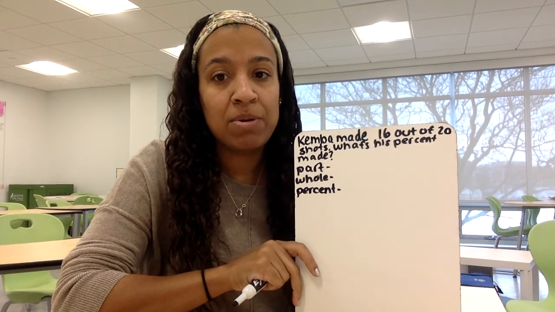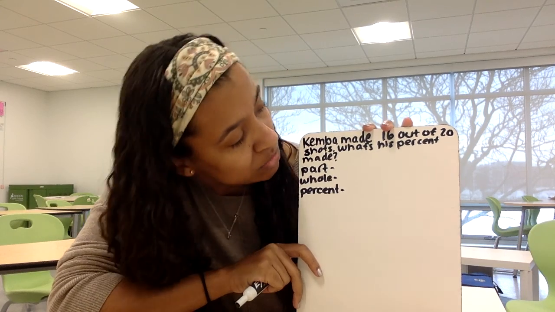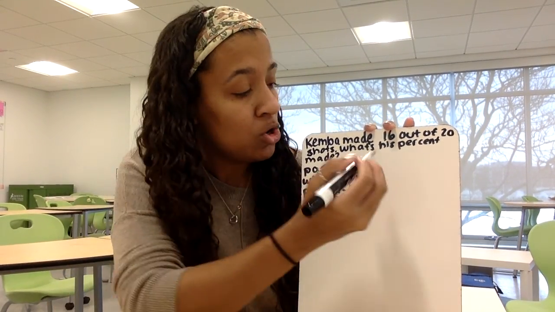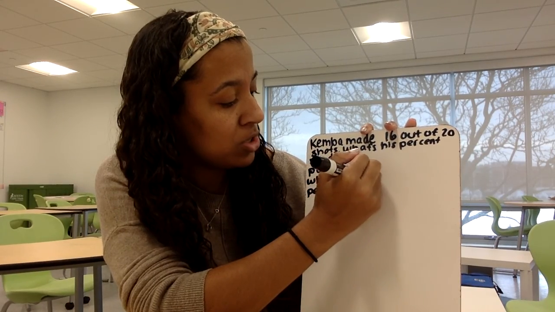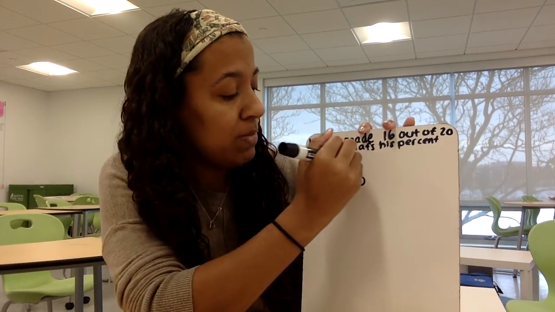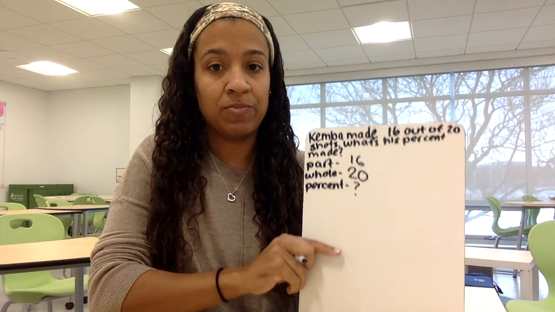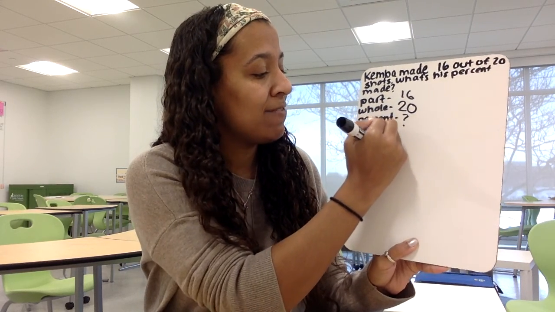First problem, Kemba made 16 of 20 shots. What's his percent made? Part, whole, percent, what do we know? We know that the whole number of shots, all of the shots that he took, was 20. He made 16 out of 20, which means we're looking for the percent.